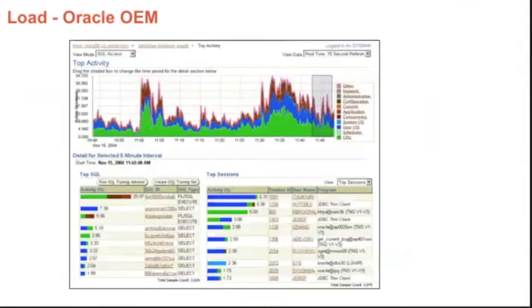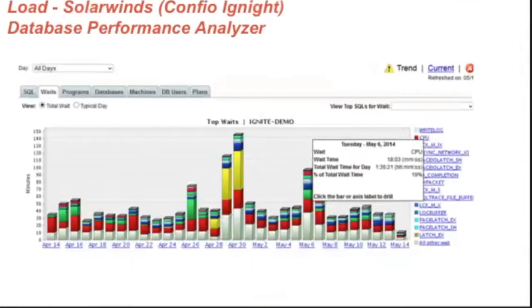So finally, how do we expose this data? I think everybody knows this: Top Activity in Enterprise Manager. SolarWinds, which used to be Confio Ignite. How many people use SolarWinds here? 1, 2, 3, 4, 5. A lot of people. It's pretty cool.